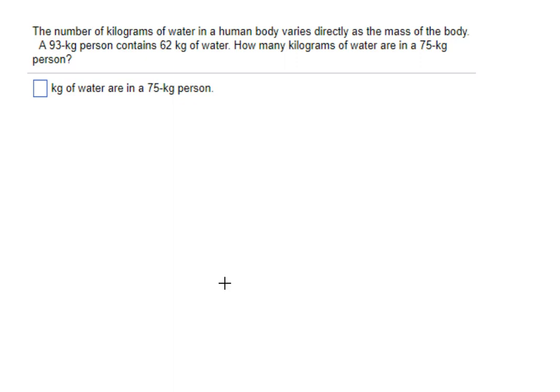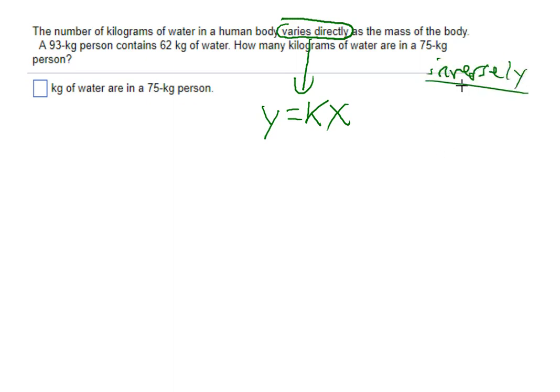All right, so what's going to happen here, the number of kilograms of water in a human body varies directly. Whenever you see that phrase, varies, either directly or inversely, those are the two different versions of variation, and there's a formula that goes along with that. If it varies directly, the formula you want to use is y equals k times x. The other type of variation is inversely, and if that's the description they give you, instead of multiplying by x, you divide by x. So you get y equals k over x.